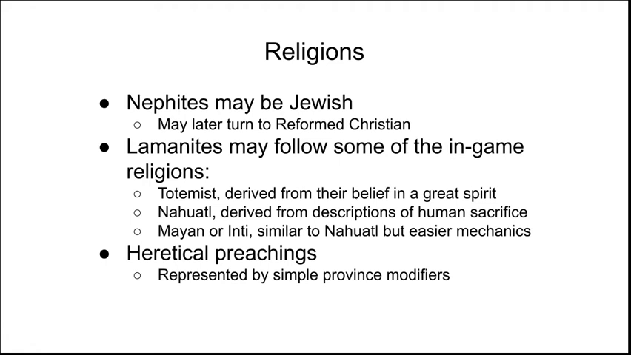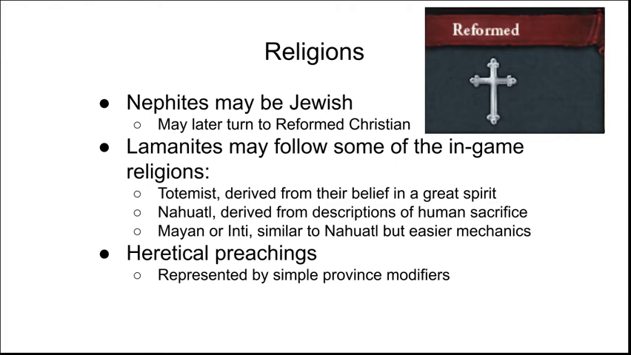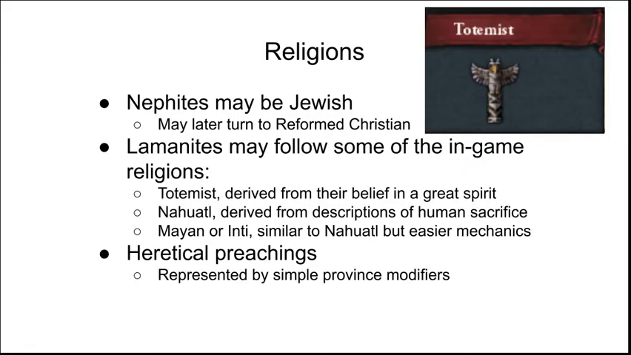The Nephites will primarily follow the Jewish religion, but at the end of the mod may turn Reformed Christian to represent Christ's reformation of their church. The Lamanites may follow some of the available in-game faiths, as they are not clearly defined in the book. They may follow Totemist, derived from their belief in a great spirit but not human sacrifice, which is also receiving an update in 1.31. Nahuatl, derived from descriptions of human sacrifice but not a great spirit, and is generally more powerful than Totemist. Or Inti or Mayan, which are similar to Nahuatl but easier to play. Periods of heretical preaching may be represented by simple province modifiers affecting unrest and religious unity.